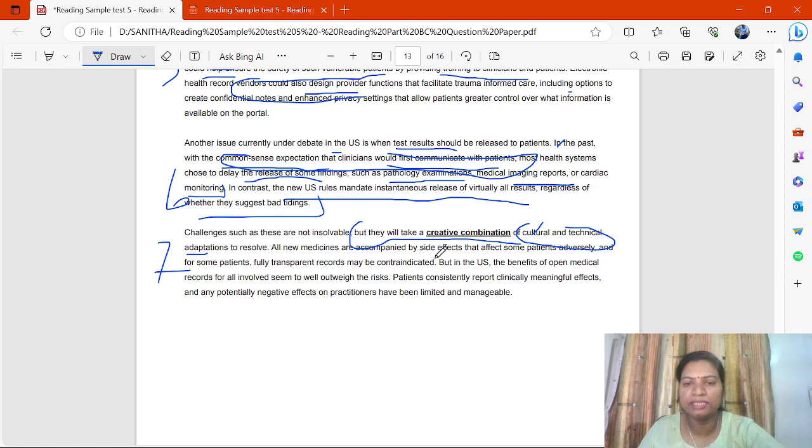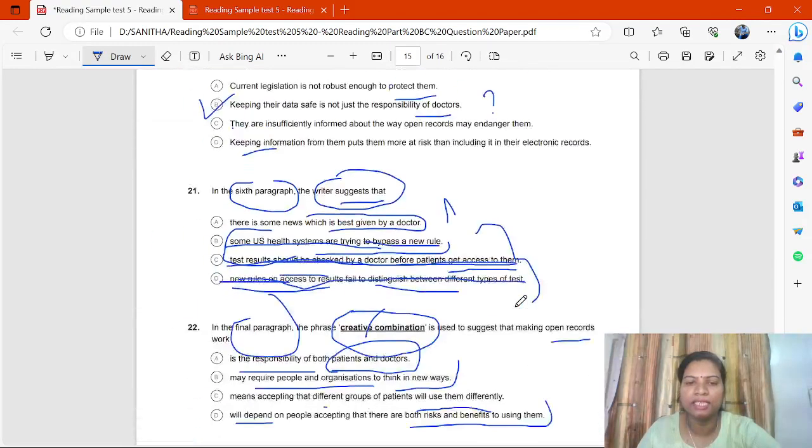All new medicines are accompanied by side effects that affect some patients adversely, and for some patients, fully transparent records may be contraindicated. But in the US, the benefits of open medical records for all involved seem to well outweigh the risk. Okay. Patients consistently report clinically meaningful effects, and any potentially negative effects on practitioners have been limited and manageable. Okay, these are the points they are discussing here.